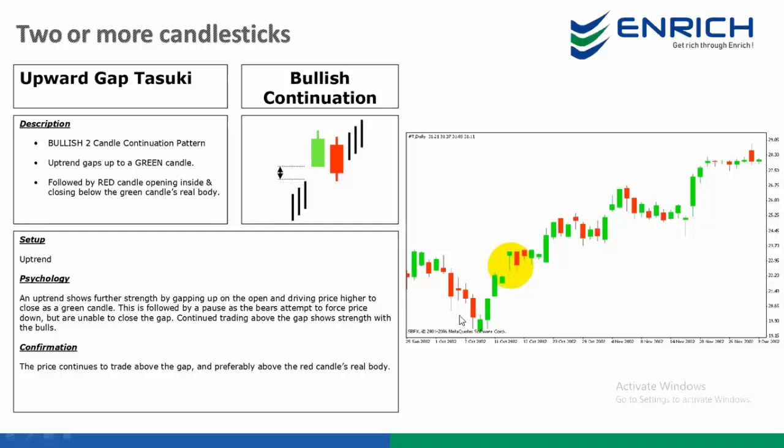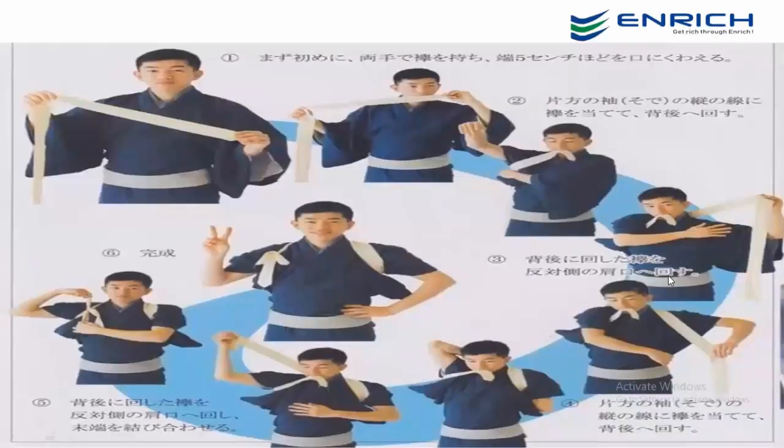So if you see there has been an uptrend and you spot the Tasuki, there is no reversal. The trend continues, right? A Tasuki in Japanese term, just for your information, is a cord or a long sash. As you can see in the picture, this white cord or sash is called the Tasuki.